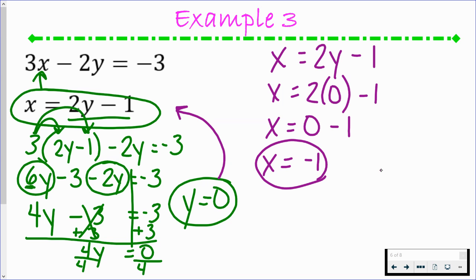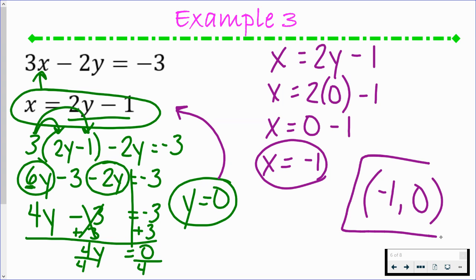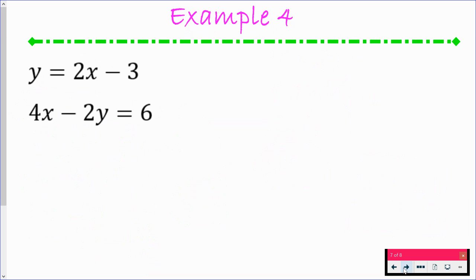Good. Now don't forget to put your solution together. Remember, make sure your x comes first. So my x was negative 1. My y was 0. Good. Example 3 done. Okay. Last example for today.